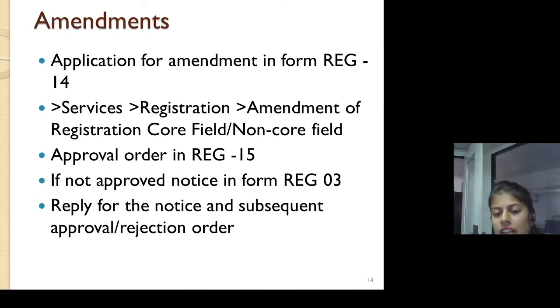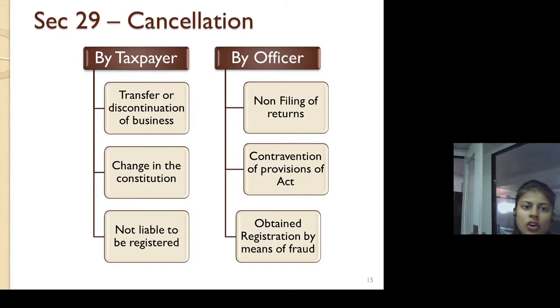Now, if you are amending a core field, that is a core, meaning important, field. So if there is something important, then that will require the approval of an officer. And if it is a regular detail which needs to be updated, that will go under a non-core field, and for that there is no approval. Now, if you're amending a core field, then you will get an approval order from the officer in REG 14. If not approved, if there is an issue in it, then you will get a notice, REG 03. And you have to reply to that notice, and then subsequently whether your reply will be approved or rejected will depend on the documents or the answers you give to them.